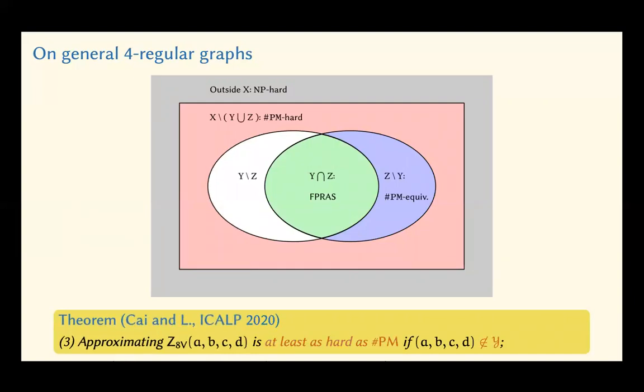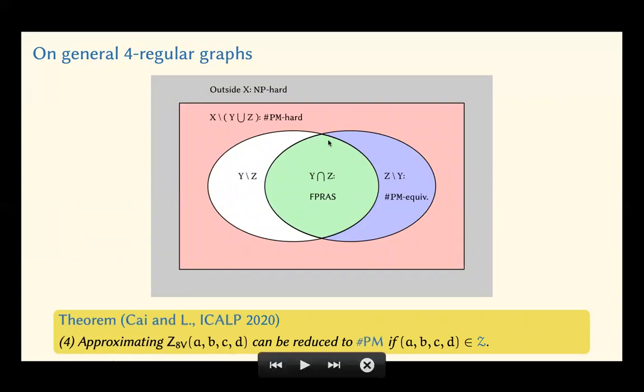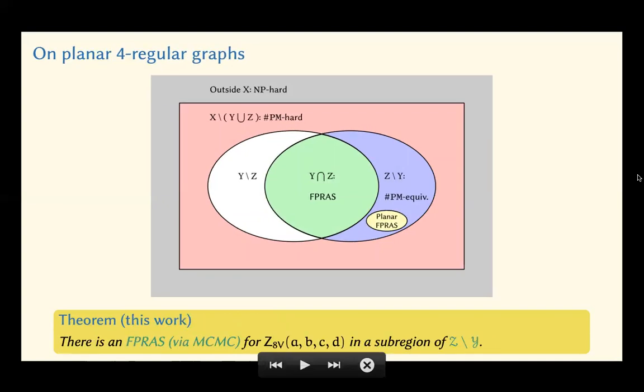In an ICALP paper, we prove another two results. We prove that approximation is at least as hard as #PM if ABCD is outside of Y. So if it's outside this left oval, it's #PM-hard. We also show that the problem can be reduced to #PM if ABCD is in Z, the right oval. It is still open what the approximate complexity of the region Y minus Z is. In this paper, we also show that there's an FPRAS for the 8-vertex partition function in a subregion of Z minus Y.